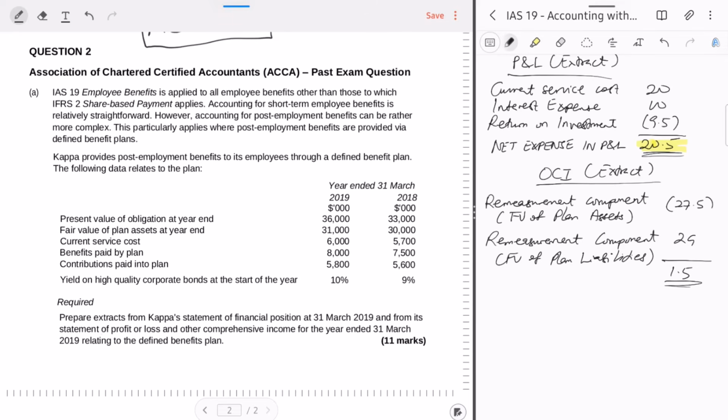They're saying prepare extracts from CAPES. And please take note, this one is a little different, so watch it carefully. From CAPES statement of financial position at 31st March 2019, and from its statement of profit or loss and other comprehensive income for the year ended 31st March relating to the defined benefits plan.